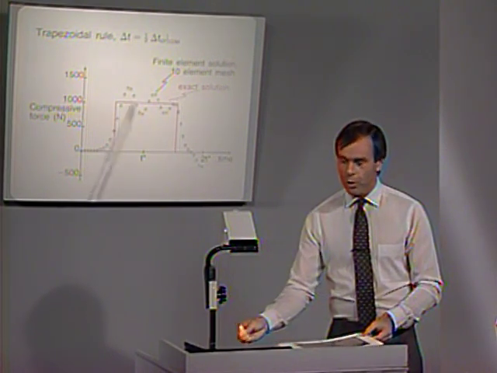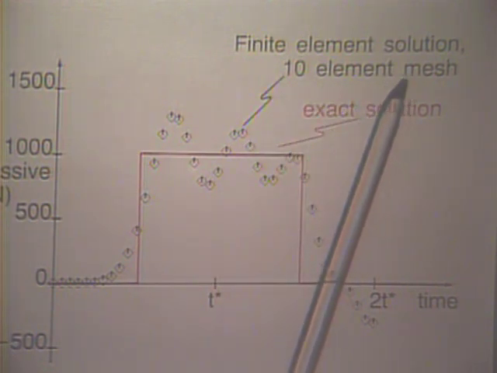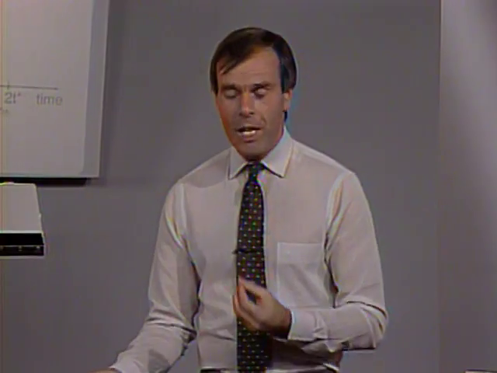The question now could of course be, and should be, what happens if we take more elements to discretize the whole structure? Here we used a 10-element model. Why not use more elements?